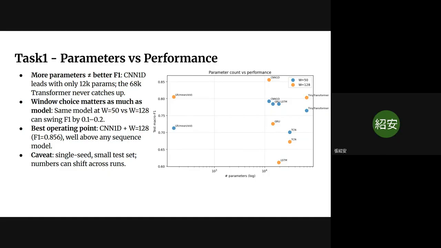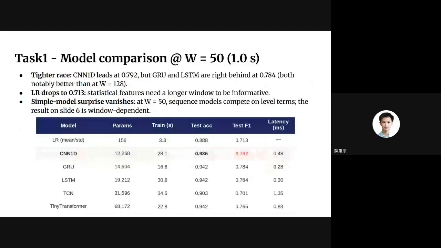To meet the project requirement of comparing models across at least 2 window lengths, we evaluated the same 6 architectures at W equal to 50, which corresponds to the 1 second window. That was the best choice in the earlier sweep.